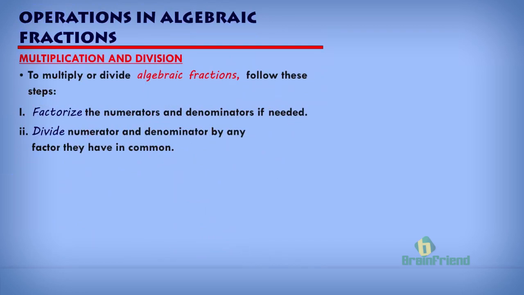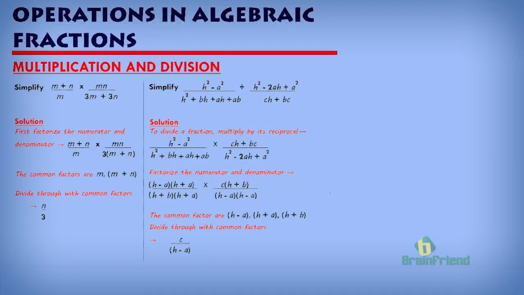Next, we'll be looking at the other operations that we have, multiplication and division. How to carry out multiplication and division of algebraic fractions. Now, to multiply or divide algebraic fractions, what do we do? You follow 2 simple steps, similar to the steps that we've been following so far. First, factorize your numerator and denominator if necessary. Second, divide the numerator and the denominator by any factor that they have in common. Now, let's see some typical examples.